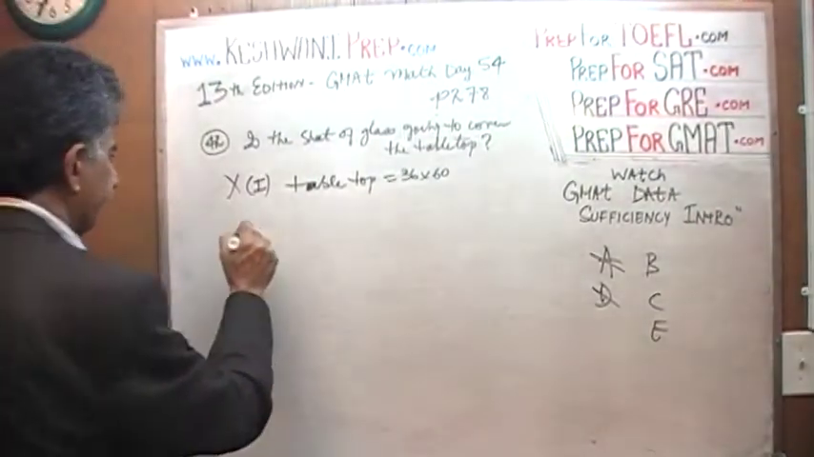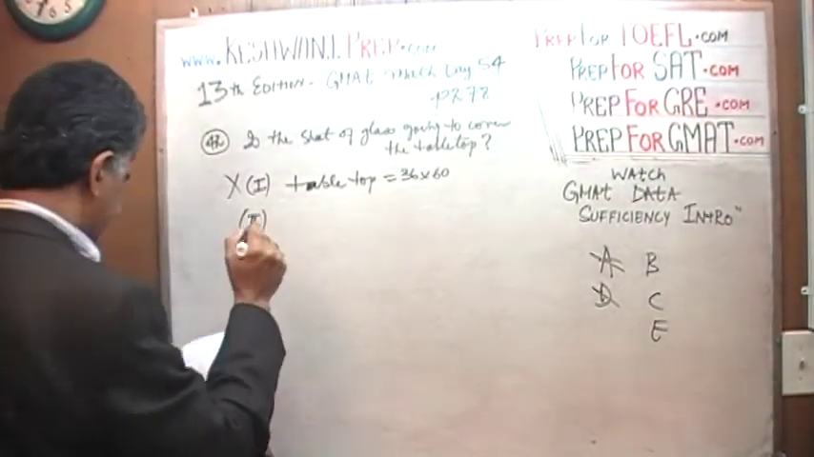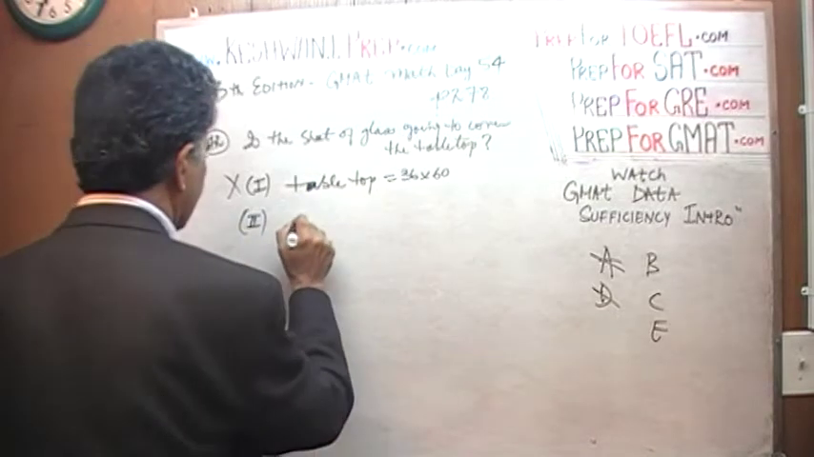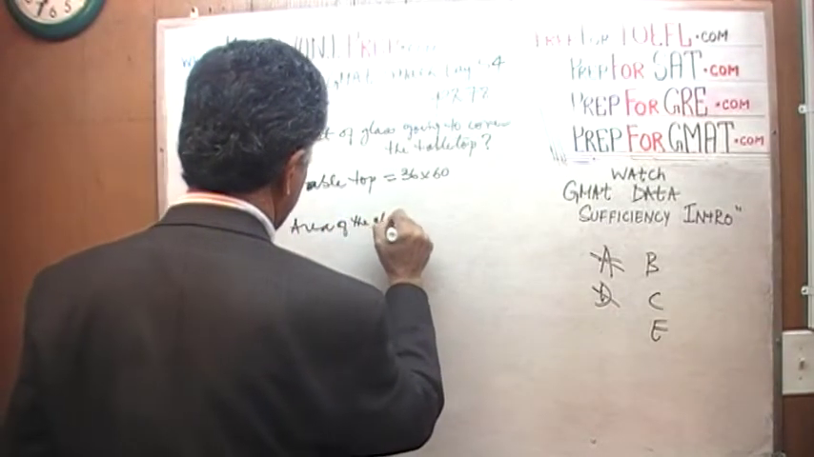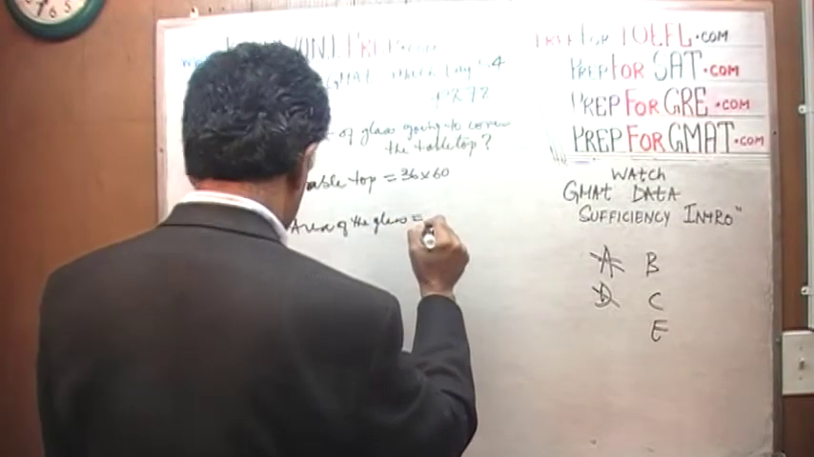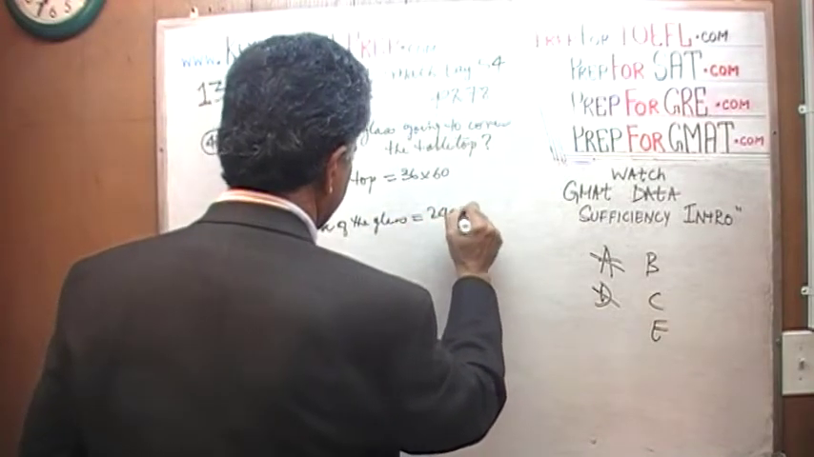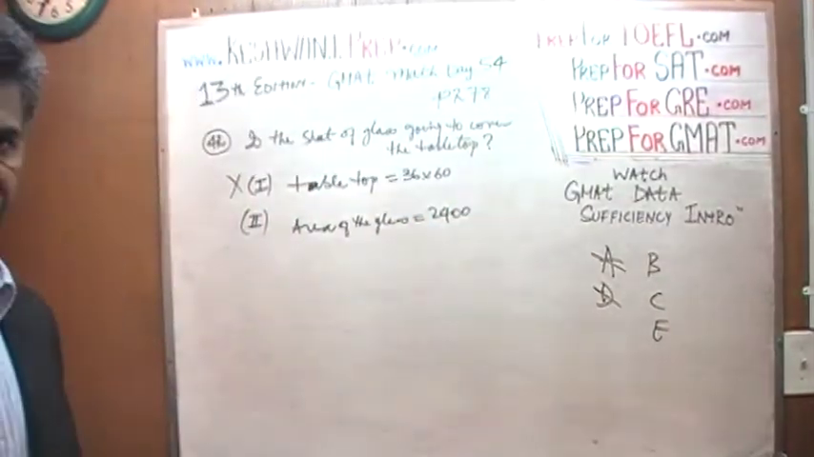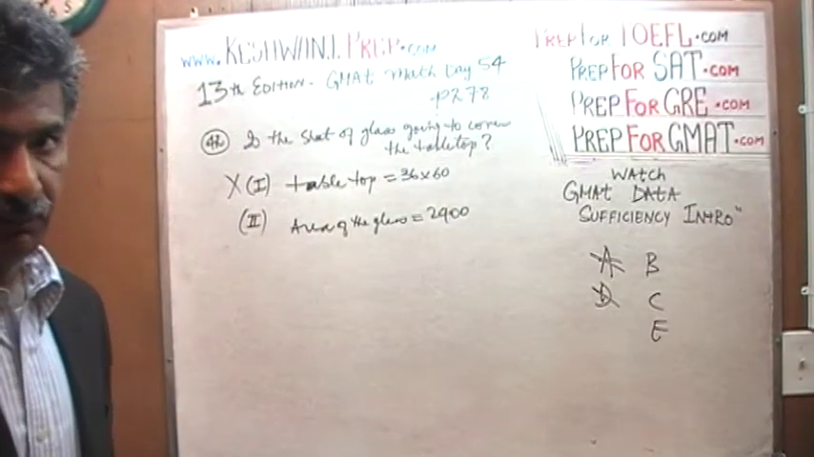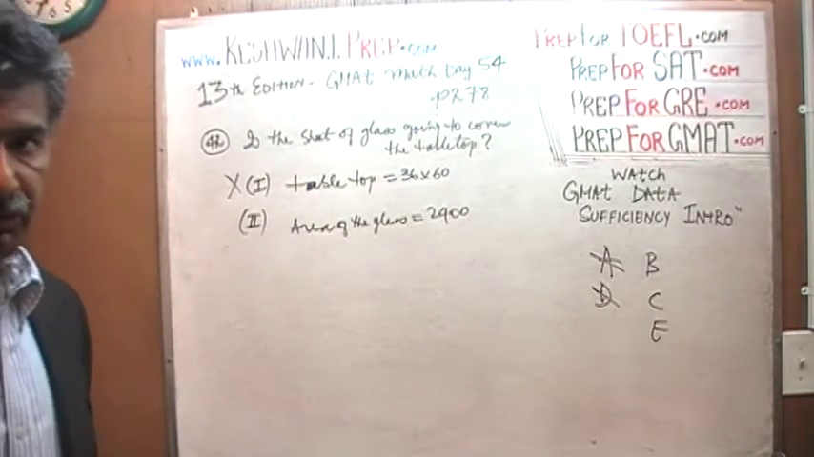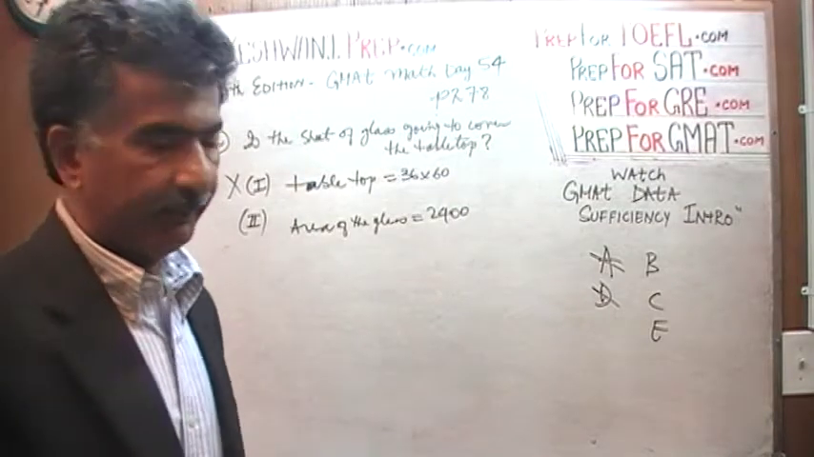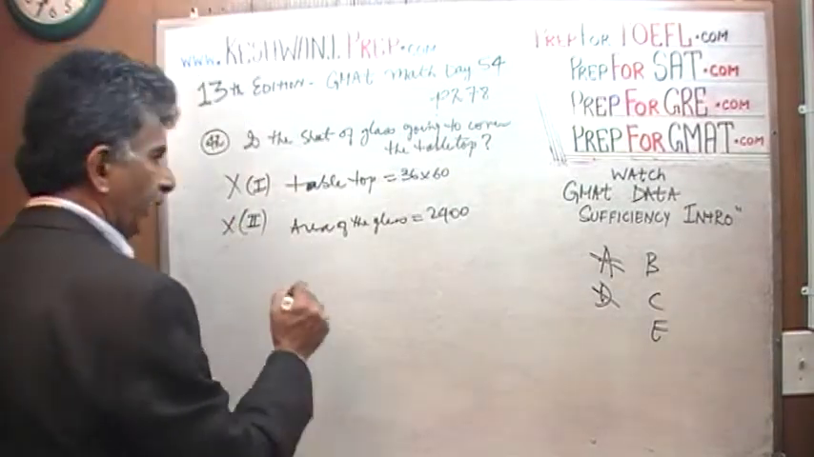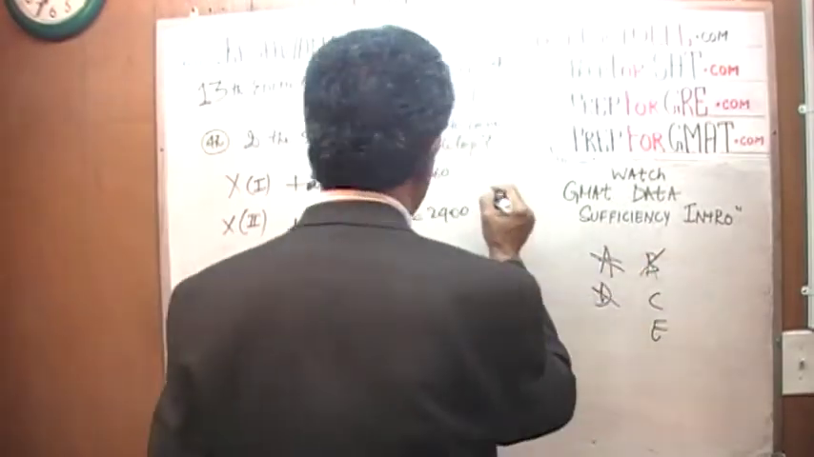Let's look at the second one. The second statement tells us that the area of the glass is 2400 square inches or square units, whatever it is. Again, that by itself is not going to do us anything, because the second statement mentions something about the glass, but it tells us nothing at all about the tabletop. So that by itself is not going to do it. The answer cannot be B. Let's put them together.